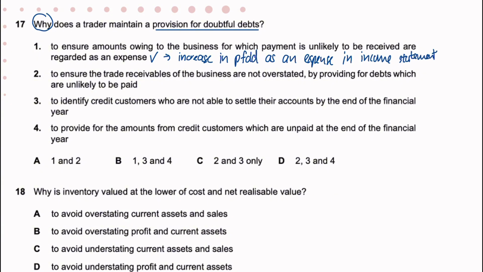Second, to ensure the trade receivable of the business are not overstated by providing for debts which are unlikely to be paid. This is correct because this is based on the prudence concept. So you do not want to overstate your trade receivable, current asset and profit. Third, to identify credit customers who are not able to settle their accounts by the end of the financial year. This is not correct, because this usually is the role of credit control.